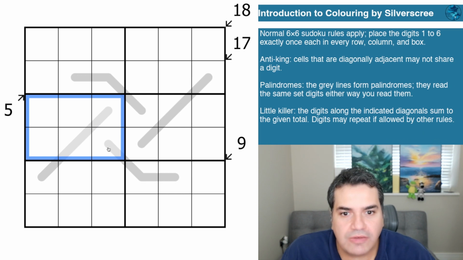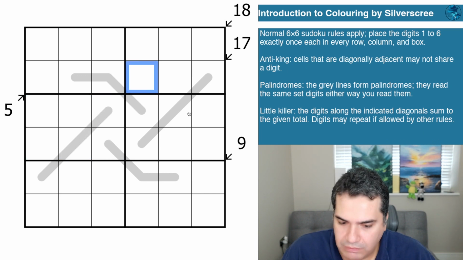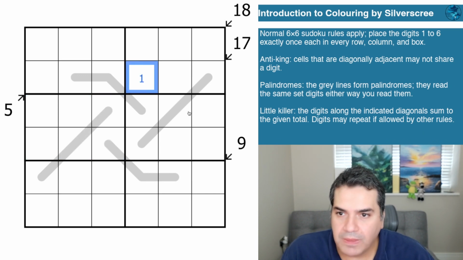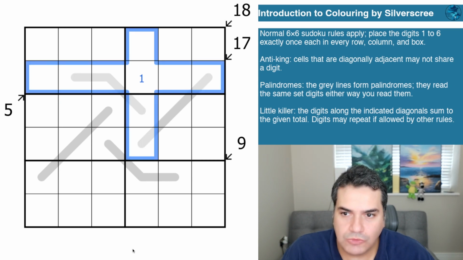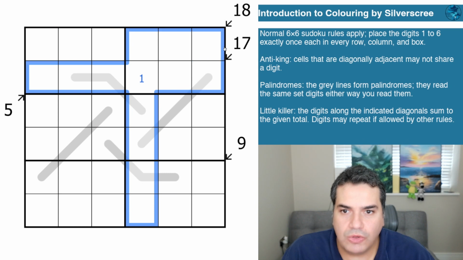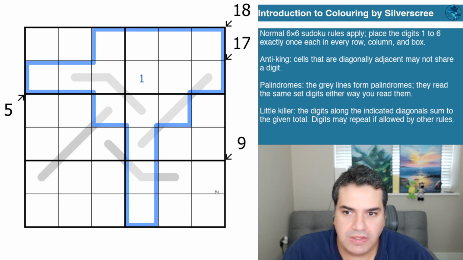Now we also have anti-king. So cells that are diagonally adjacent may not share a digit. So I'm just going to make up an example here. If that's a 1, normally, under normal Sudoku rules, that means not in the row, not in the column, not in the box either. But in today's anti-king rules, that also means not diagonally here either.